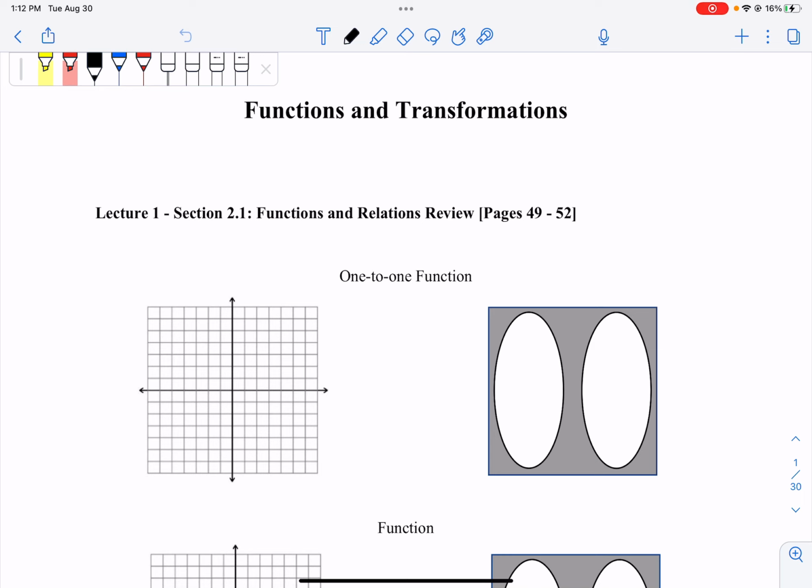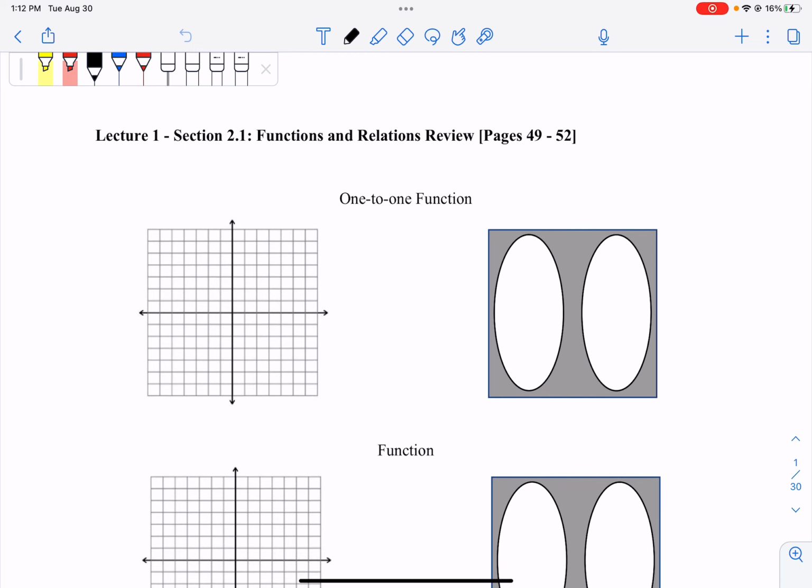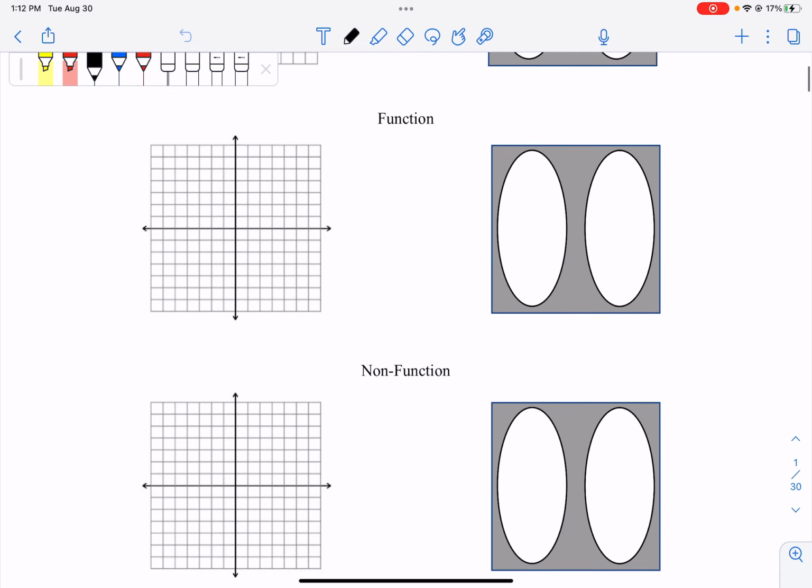So we're going to focus on functions and transformations for this video. And as a review, we're going to learn about what a function is. We're going to learn about how to graph and find domain and range, and a couple of other things. So to start, we're going to be looking at what a function is. More importantly, what a one-to-one function is, what a function actually is if it's not one-to-one, and at the end, what is not a function.